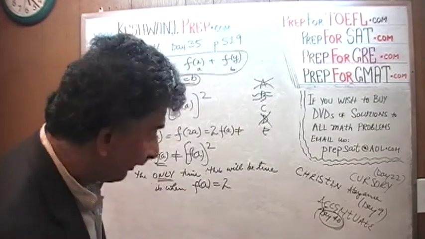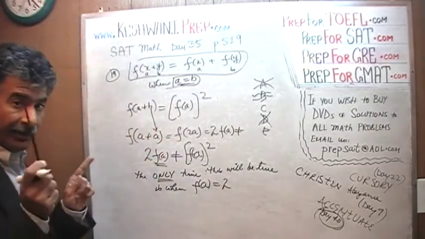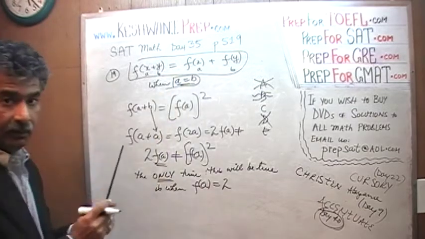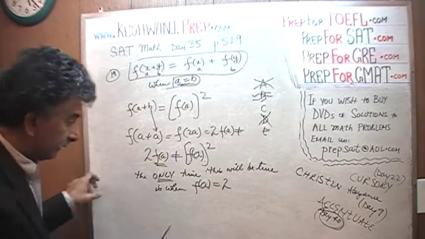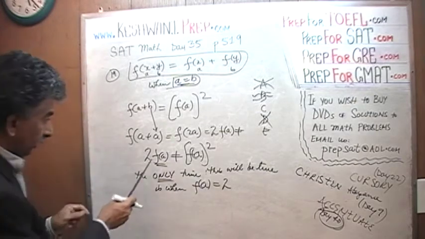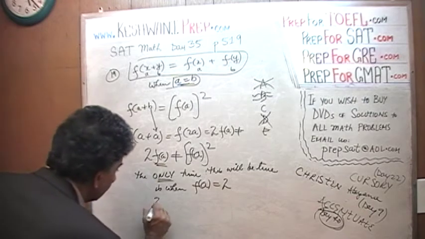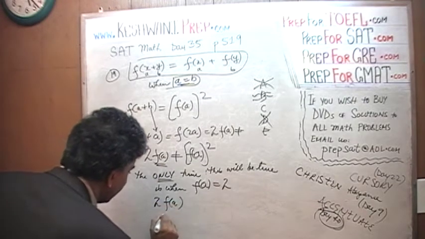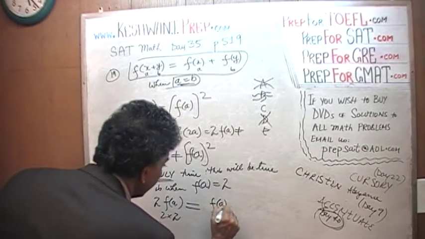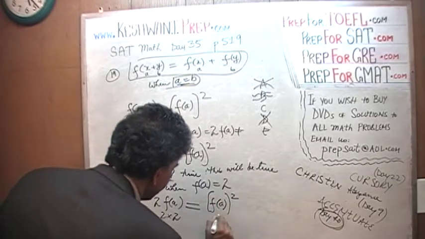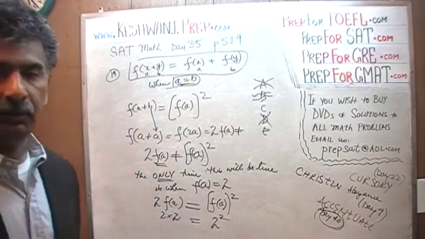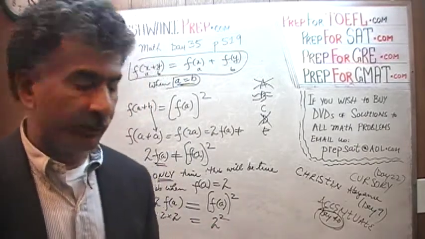Not a, but f of a, which is why I want to write it down. Why? Because if the value of the function itself, not the value of the independent variable, a is the independent variable, x is your independent variable, but the value of the function itself equals 2, then of course 2 times f of a, which is 2 times 2, is going to be equal to the value of the function squared, which is the same as 2 squared. That's the only time.